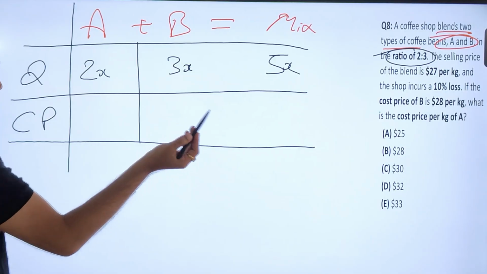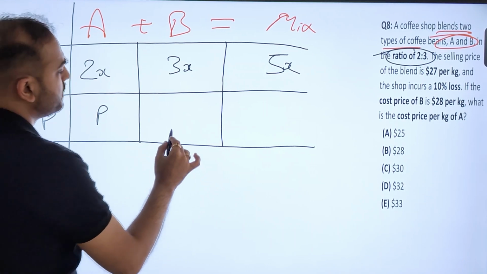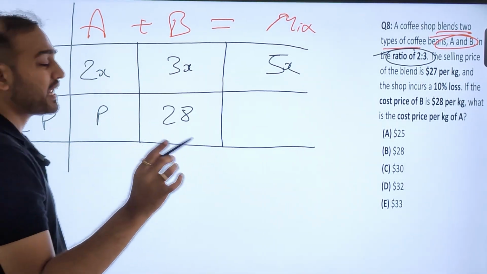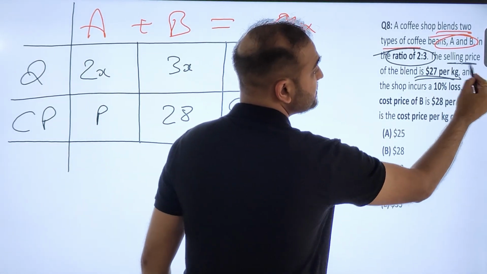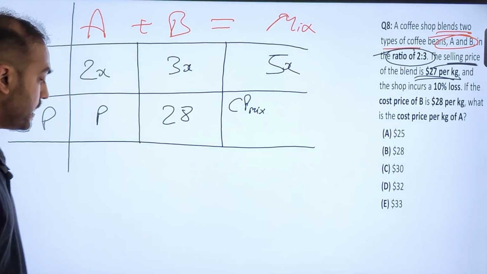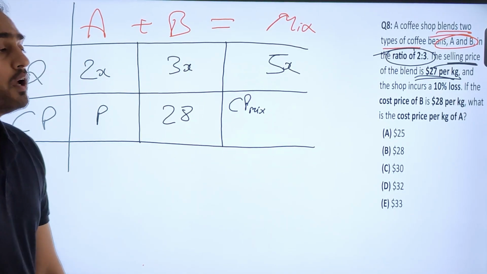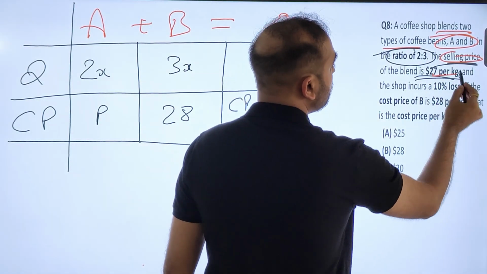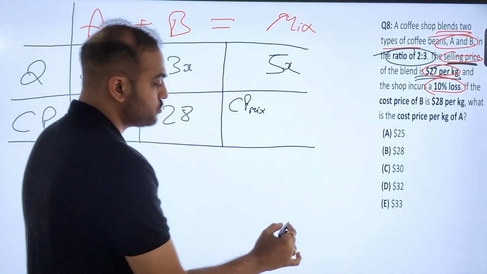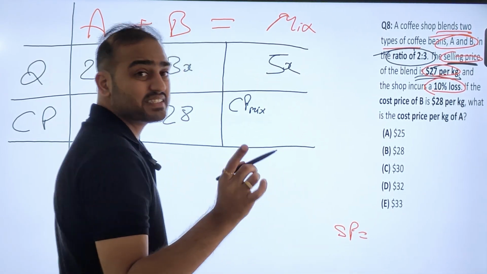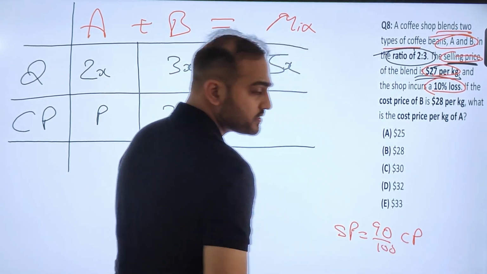What is cost price of A? We don't know. That is what is asked. So let that be P. Cost price of B, that is 28. Cost price of mixture, don't just write 27. This 27 is the selling price. We know selling price, we know loss percentage. From that we will derive the cost price. Since there is a 10% loss, selling price is 90% of cost price.